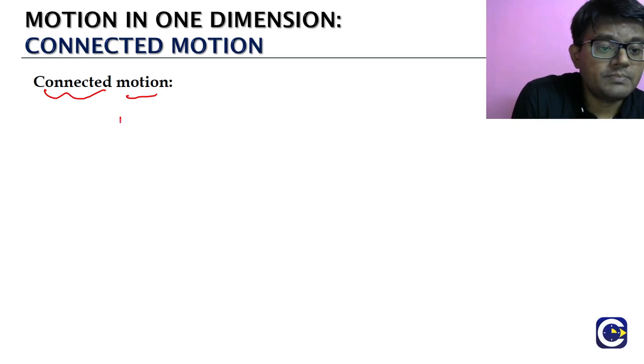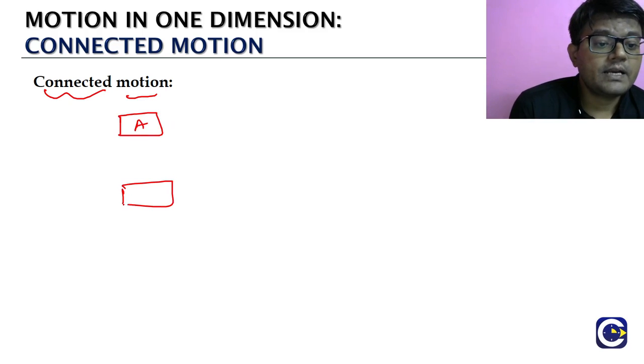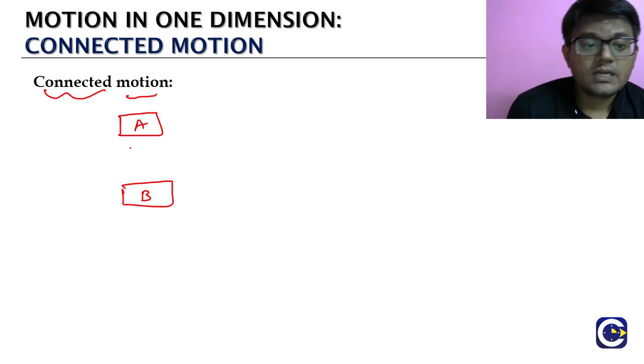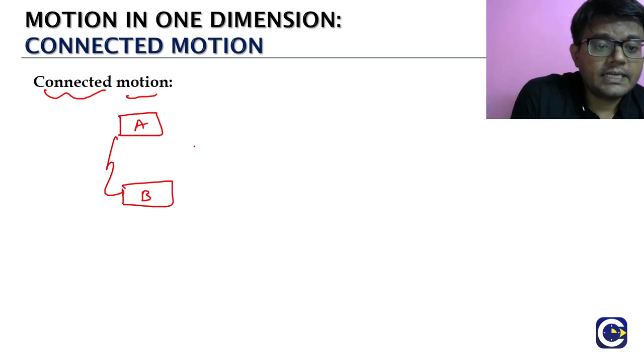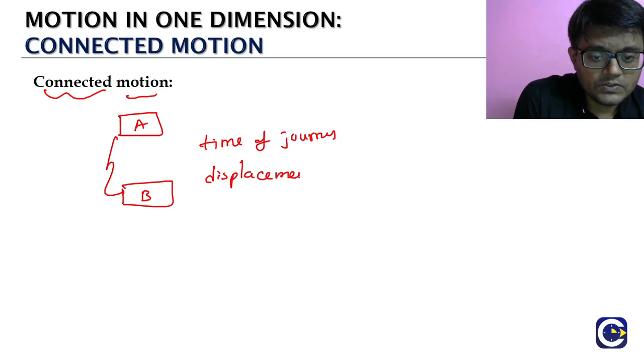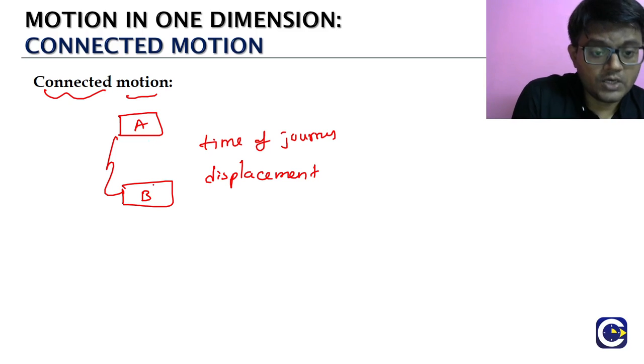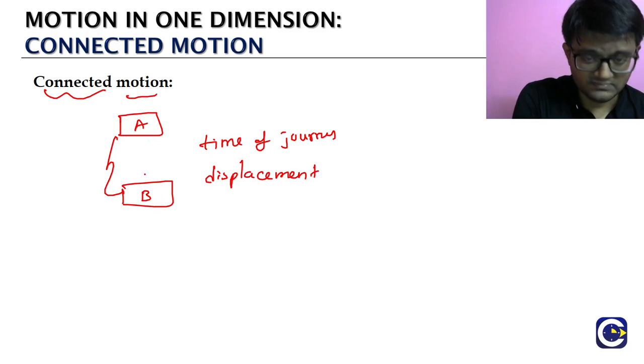So connected motion means the motion of one object, let us say object A, will be connected to the motion of the other object. Connected means what? The connection may be in terms of the time of journey. The connection may be in terms of the displacement. So we can have different ways of connecting the motion of one object with another. The simple case in this is connecting the motion of two objects.